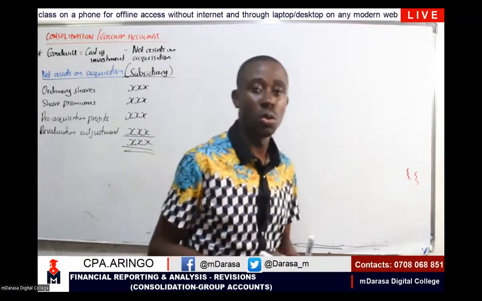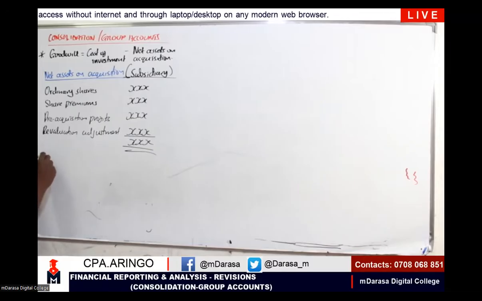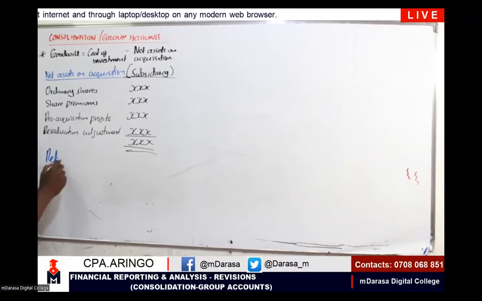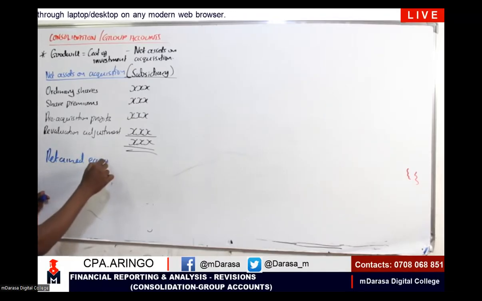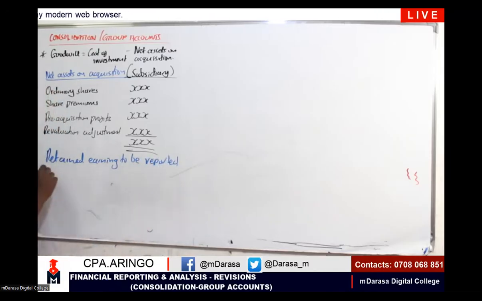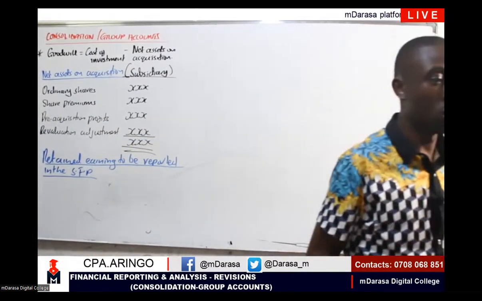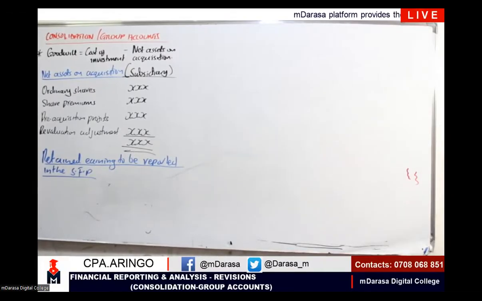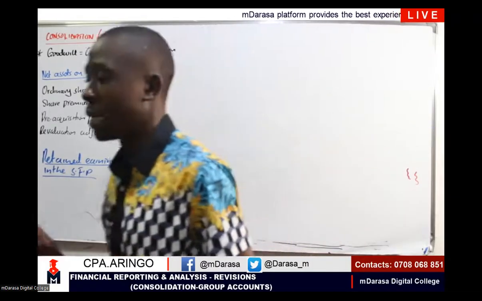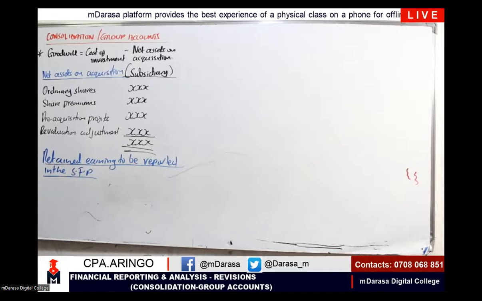The other key element that you should understand, my good student, is that at this point you should be able to work out our retained earnings, the retained earnings to be reported in the statement of financial position, the SFP. So the key question we should ask ourselves is, how will we determine our retained earnings? That is a very important question that we should always ask ourselves at any given point in time.